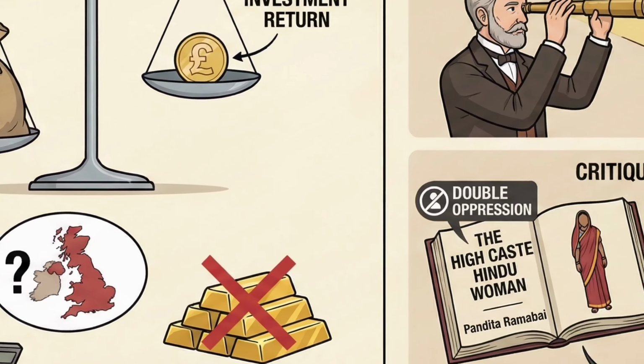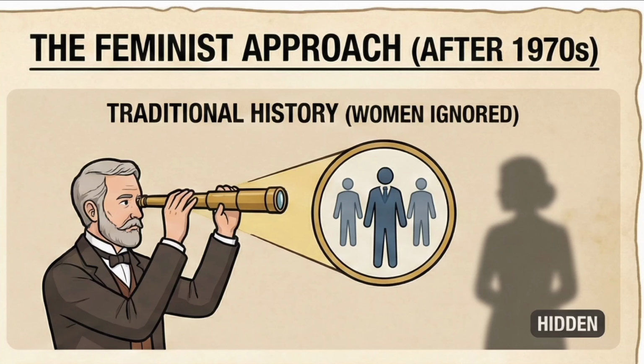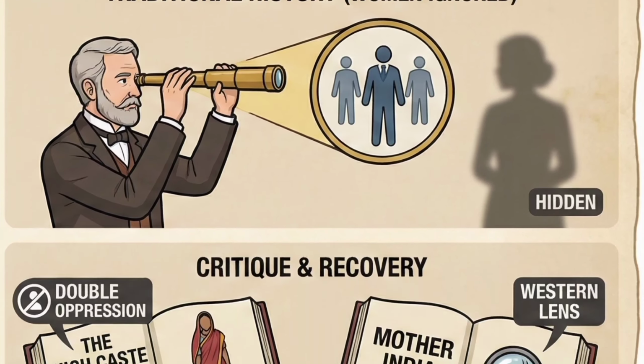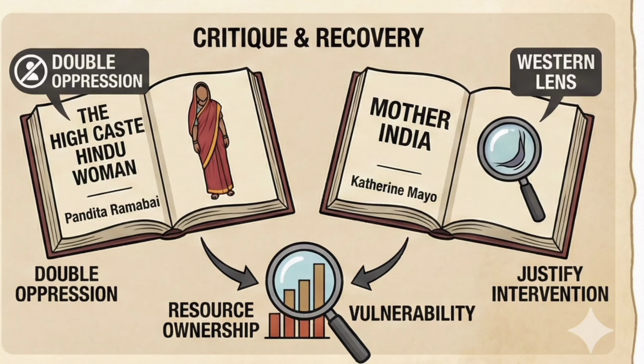4. The feminist approach. Finally, the feminist approach emerged after the 1970s. It critiques how women were ignored in traditional history. It looks at the ownership of resources and how colonial laws affected women's vulnerability. Pandita Ramabai's The High Caste Hindu Woman is a foundational text here, exposing the double oppression of patriarchy and colonialism. They also critique Western perspectives, like Katherine Mayo's Mother India, which often use the plight of Indian women as a tool to justify British intervention.